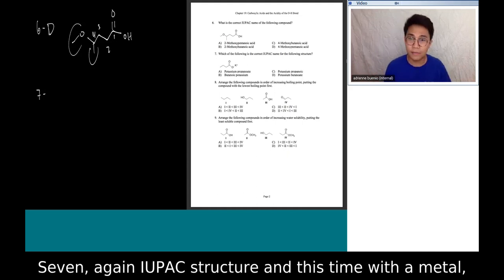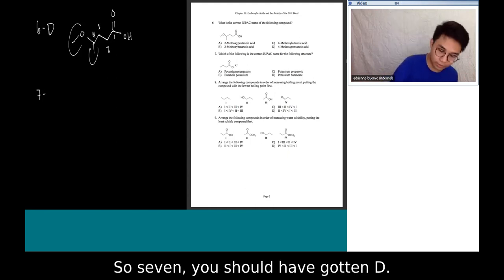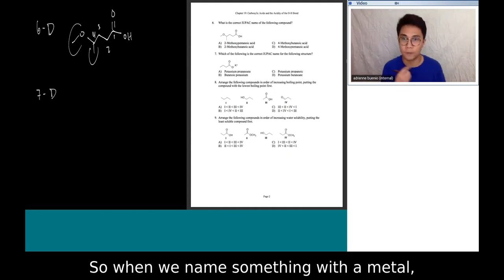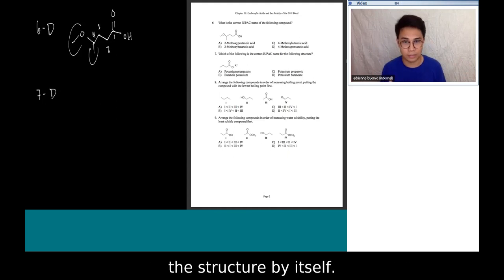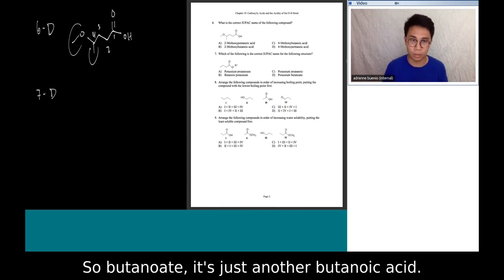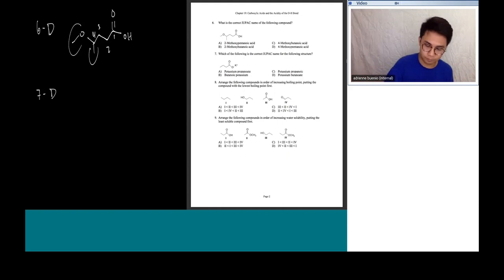Okay, seven, again, IUPAC structure, and this time with a metal, potassium. So for seven, you should have gotten D. When we name something with a metal, it's always going to be the metal and then the structure by itself. So butanoate is just another form of butanoic acid. It's not the parent, but the conjugate of it, type thing.